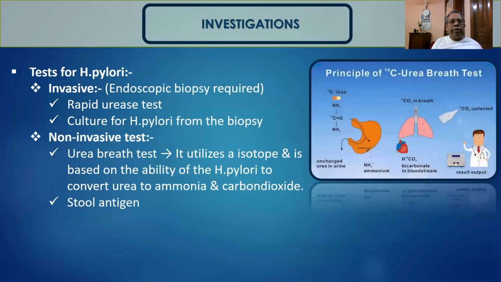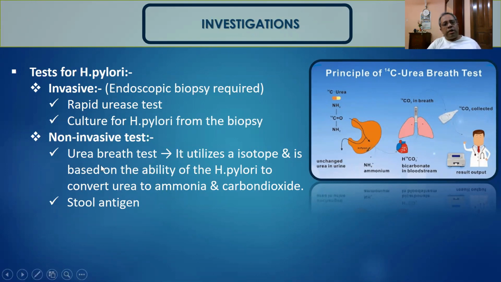So, testing for H. pylori. An endoscopy biopsy is required. After taking the biopsy tissue, for the rapid urease test, the tissue is submerged into the container. The specimen is sent, and we look at whether the urease test is positive or negative. And the biopsy can also be cultured for H. pylori, if available.